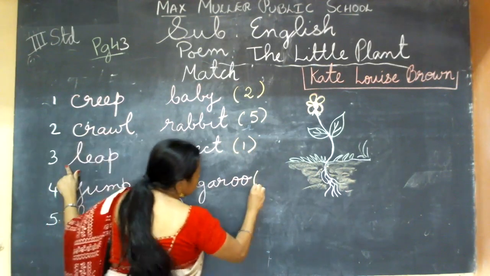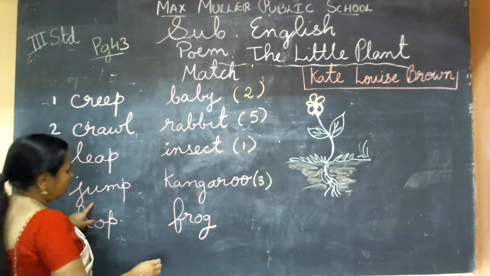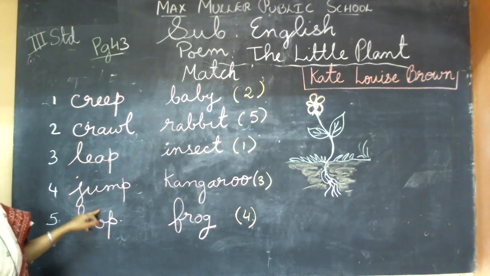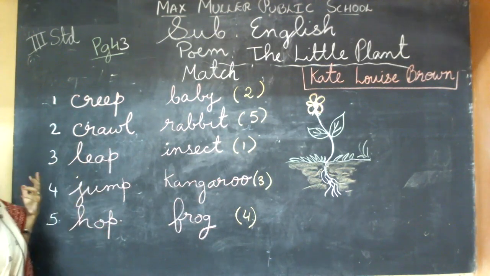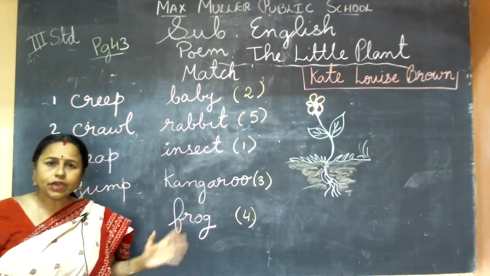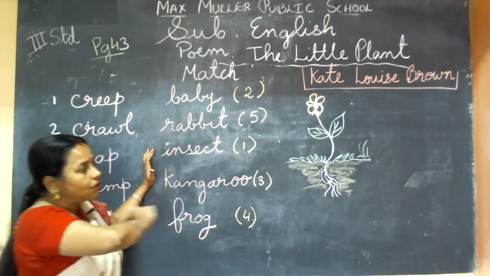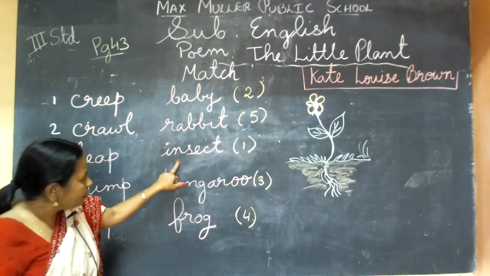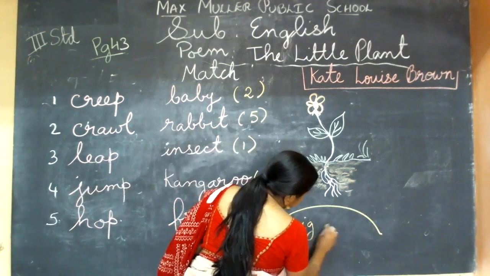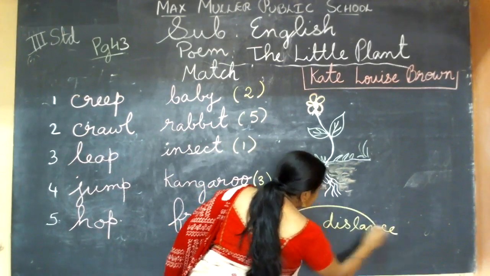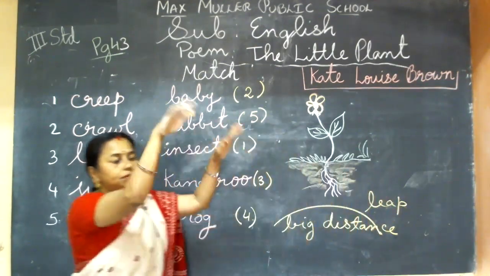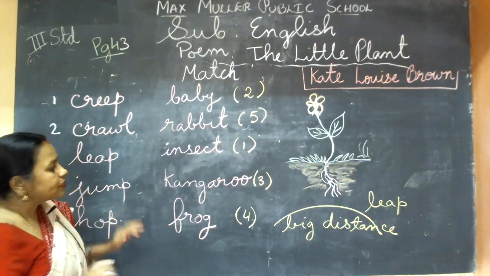Number three. Frog, jump. Number four. Now see, kangaroo also they jump. Frog also jumps. So what is the difference between leap and jump, you know? For leap, I told you, kangaroo's front two legs are very small, but last two legs, backside legs, are very long and very, very strong. So with one jump they cover a very big distance. That is only called leap. But jump and hop, little distance. So leap means one jump they can cover a long distance, and jump means little distance.